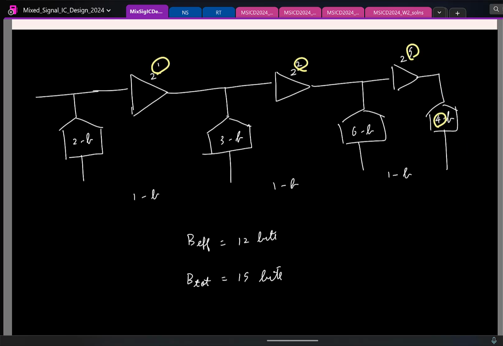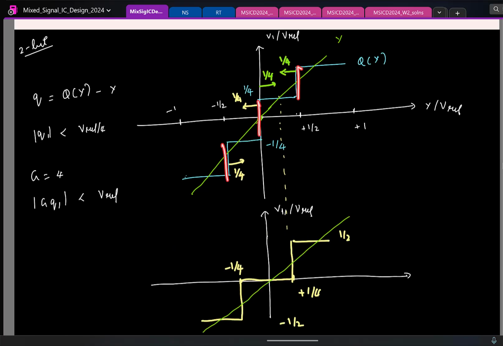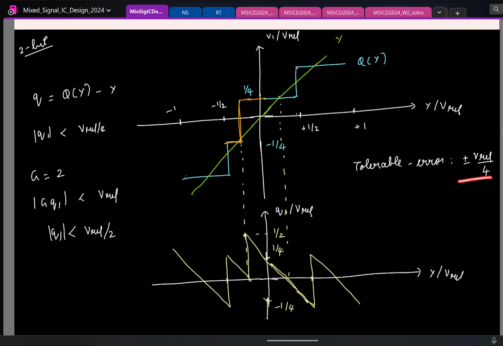And then we went on to see that if we make an error in each of these reference voltages, with the redundancy, that is a smaller gain, we are okay. So we saw what is the maximum tolerable error, and that was basically plus or minus Vref by 4 for a 2-bit case. And in general, you can show that if you have a gain which is half the maximum gain, the tolerable error is plus or minus delta by 2.